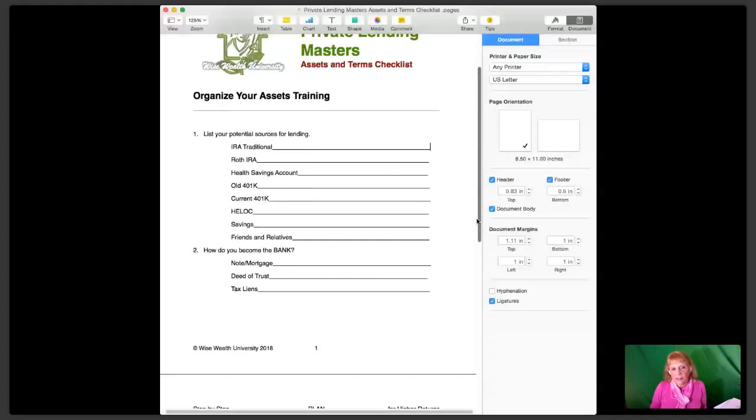Savings accounts, everybody understands that. It's just whatever you have in your savings. And then friends and relatives who may want to go in on a deal with you, and they may say, well, I'll put some money in, and they have that in their savings or their IRA account. How do you become the bank? We went over the documents using a note and a mortgage or a deed of trust.